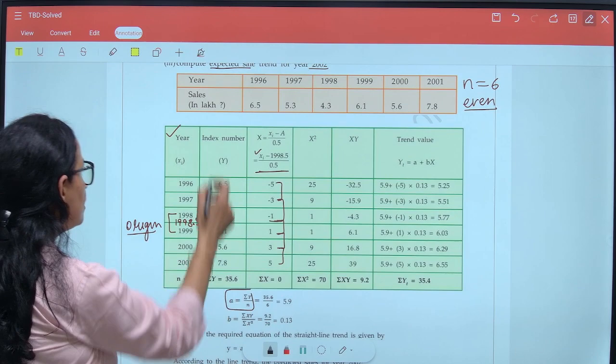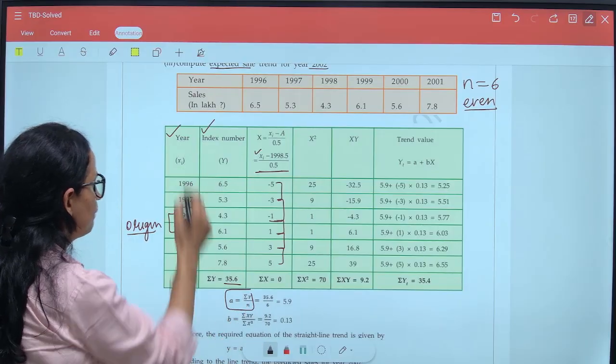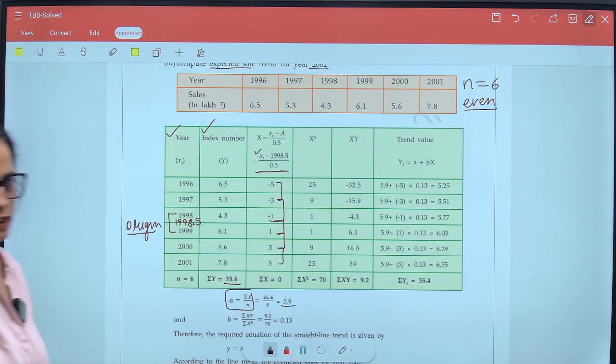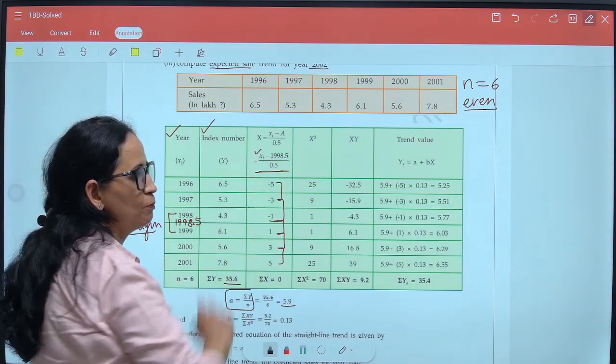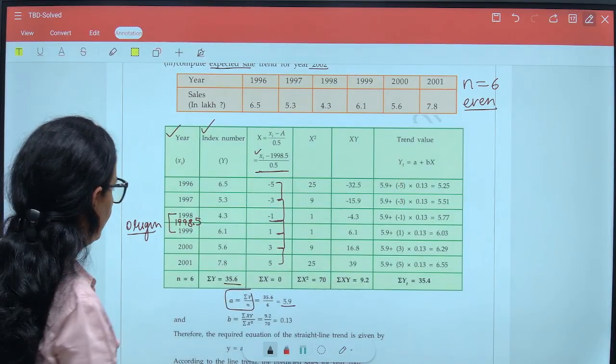That's pretty easy. Just find the sum of this column Y. It is 35.6 divided by total N, that was 6 in this case. So the value of A is 5.9. Right? Now to make the calculations easier, the first step we did was division by 0.5. Again we will see how to make the calculations easier in the last step.